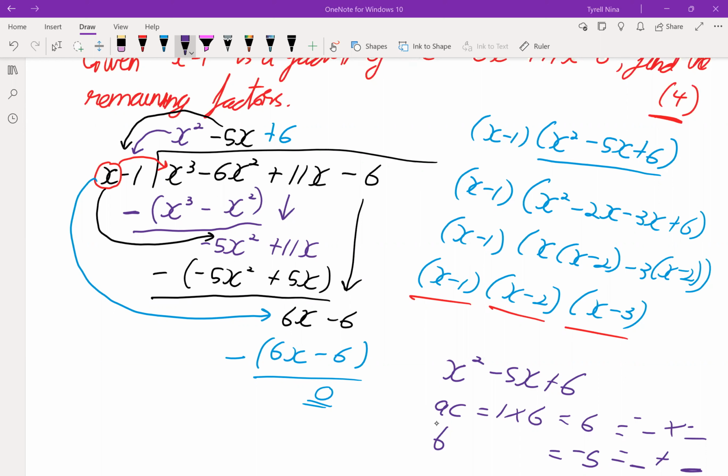So what I did to get from x cubed minus x squared to minus 5x squared: I subtract. x cubed minus x cubed is 0. If this is confusing you, put the 0 here. Minus 6x squared minus x squared becomes minus 6x squared plus x squared, which is minus 5x squared.